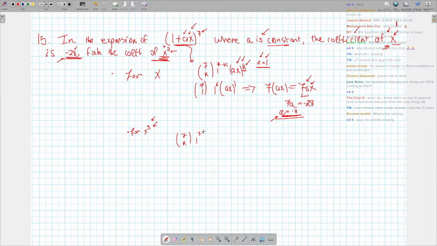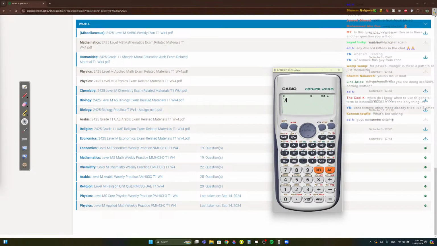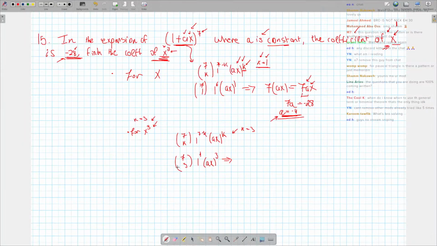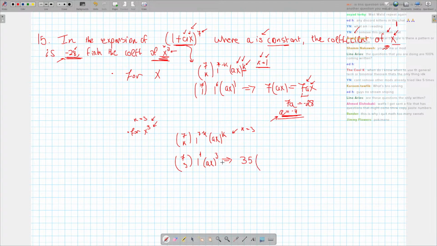So let me rewrite the general term again. 7ck, 1 to the power of 7 minus k, ax to the power of k. Now we want k to be equal to 3. So rewrite it again: 7c3, 1 to the power of 4, ax to the power of 3. Rewrite this properly. 7c3 is 35. It's going to be 35 into ax cube. Be careful, the cube is distributed to all terms. So it's going to be equal to 35 a cube x cube.